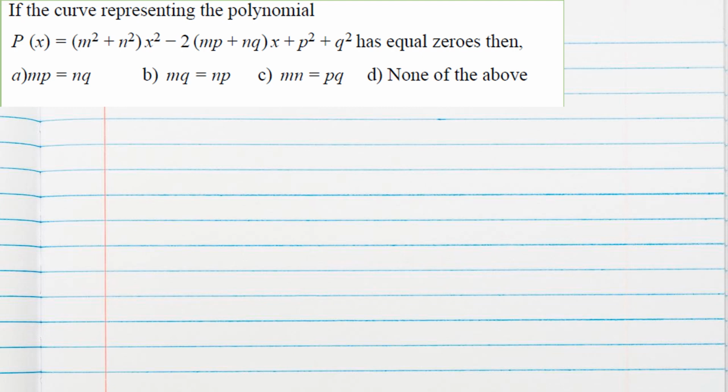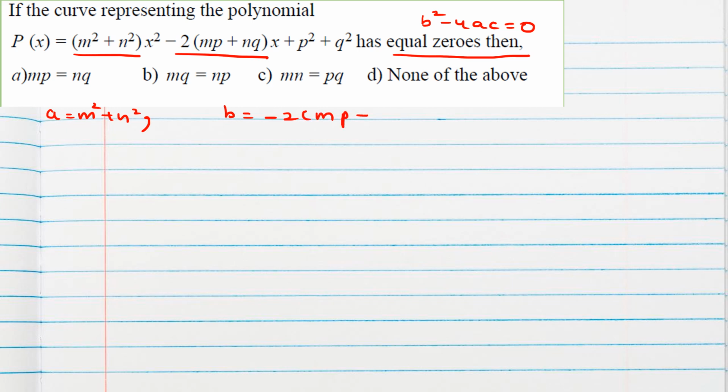next question: the curve representing the polynomial p of x, this is the curve equation, has equal zeros. Equal zeros means this condition, b square minus 4ac should be equal to 0. So if this condition is true, we have to show any of the expressions is true. So here x square coefficient is a, and x coefficient, that is b, is minus 2 times mp plus nq, and c is p square plus k square. We'll use this condition for equal zeros.